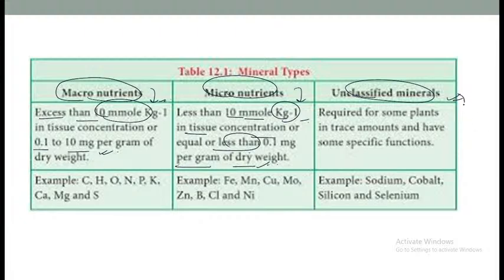And which are the unclassified ones? They are the ones that are required by some plants in trace amount and have some specific function. Some minerals do not get classified into any of the categories, neither macro nor micro. They are just kept under the unclassified group, where they are required in very less amount first, and second they are performing very specific and special functions.